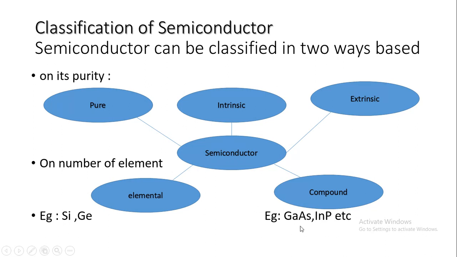Okay, here gallium arsenide, indium phosphide. So we are going to have the compound semiconductor. Okay, these are known as binary. Or if we club three elements from the periodic table, we can also have the ternary kind of semiconductor. So these semiconductors are known as compound semiconductor.